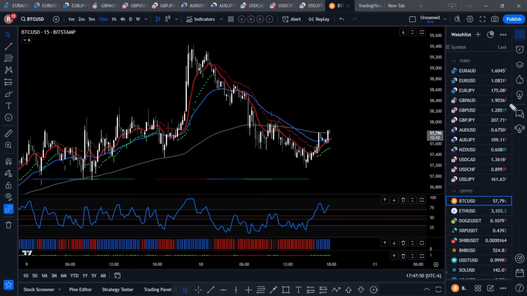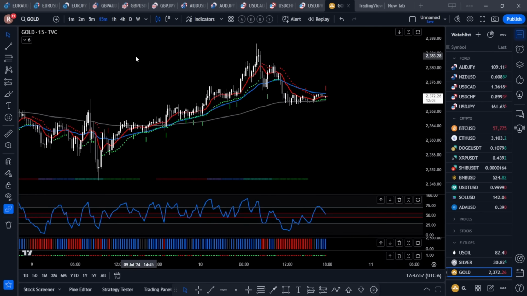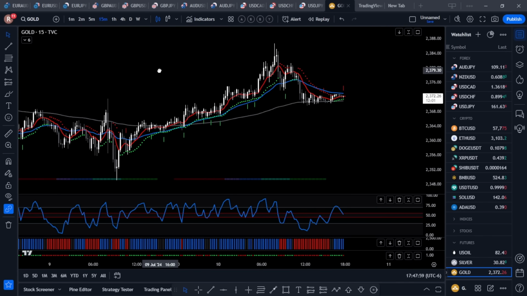Now, I want to show you something else. There was a member that talked to me about gold, and he was getting stopped out on the 1 minute gold. And this gold on a 15-minute doesn't look too bad. It has a nice tradable flow to it. The candles aren't too huge. The wicks aren't too huge.